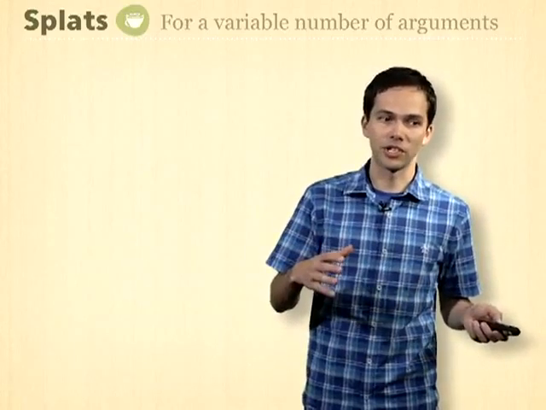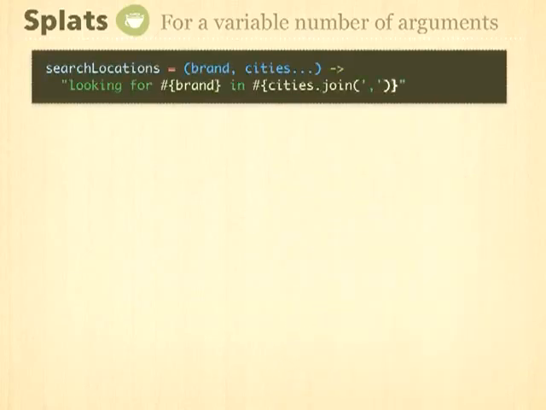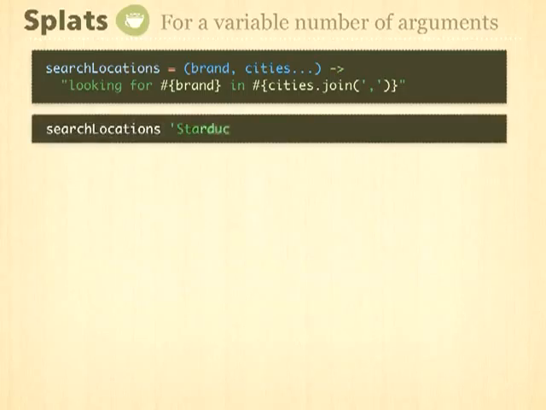It's a fun name, and we use it for when we want to have a variable number of parameters sent into a function. Let me explain. So here we have a function called searchLocations. You can see we have the ... in the parameters. Now, we can call that function using 2 parameters. We would get this returned.